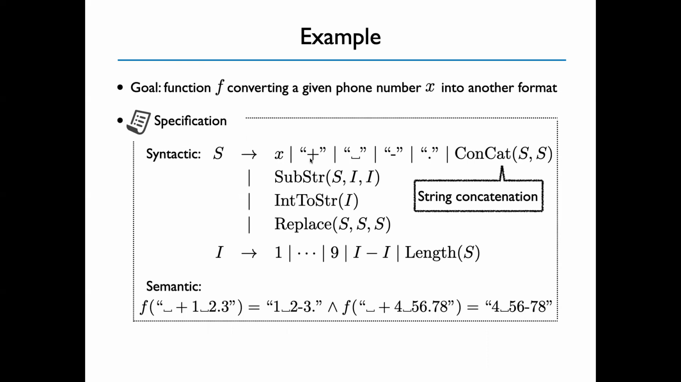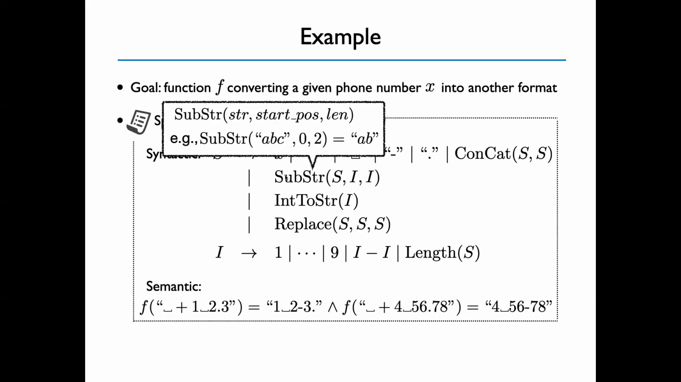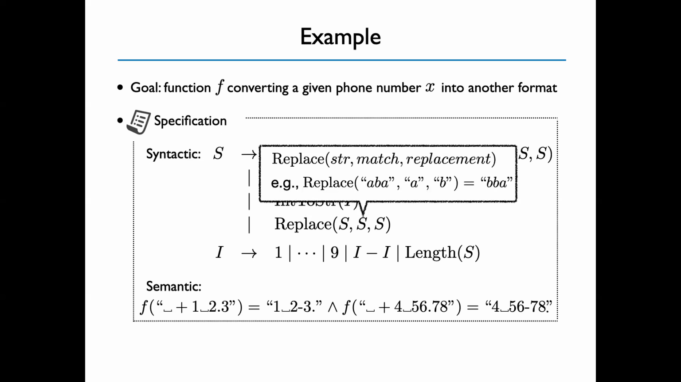We consider programs that can contain constant strings plus, space, hyphen, and dot, and can perform string concatenation, substring extraction, int to string conversion, and string replacement operation that returns a new string where the first occurrence of the match string in the original string is replaced by the replacement string. The semantic specification follows the programming by example paradigm and comprises input-output examples given as this logical formula.